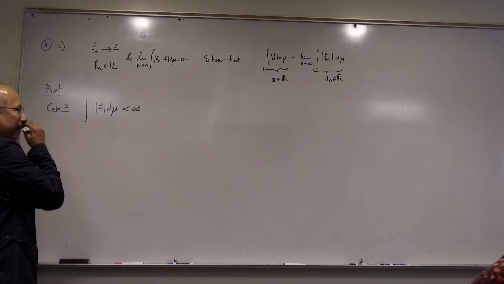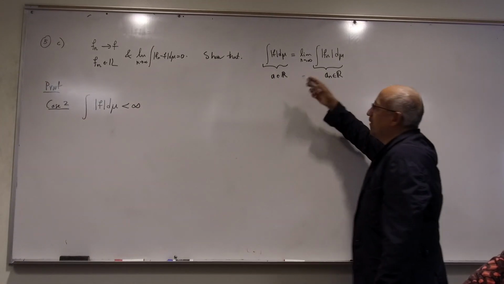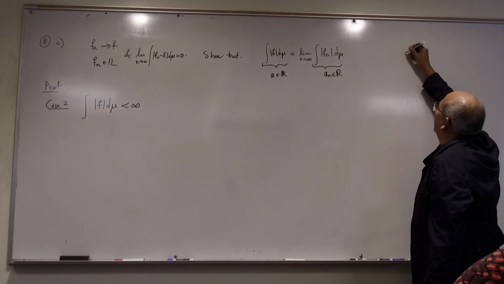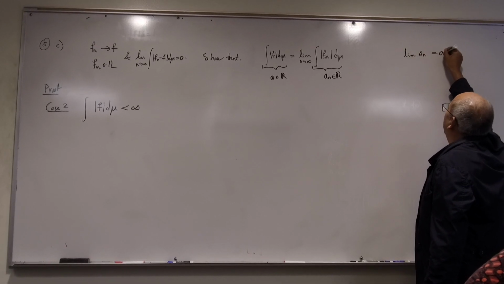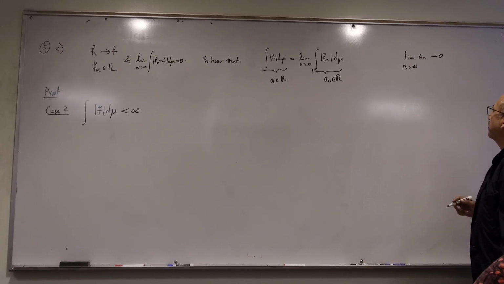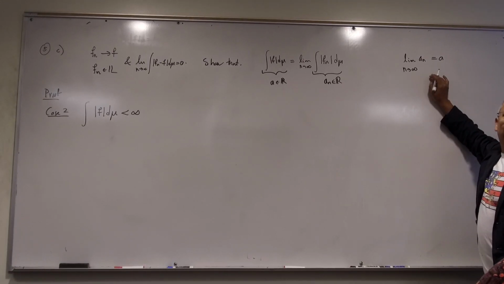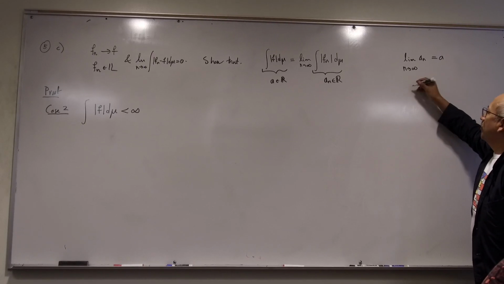You guys agree? Now, how do we prove that? This is like a calculus question. How do we prove that the limit of a_n equals a when n approaches infinity? How do we prove that? So for all epsilon greater than 0, for all epsilon, blah, blah, blah. Right, guys? Yes.